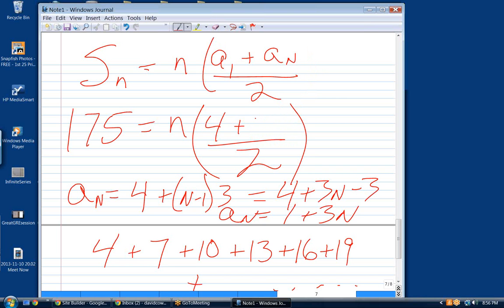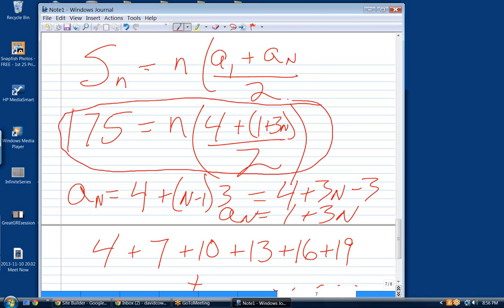Now notice I have an equation with only one variable, n. And I can solve that by algebraically manipulating it. It turns out that n is 10. In other words, n equals 10. This incidentally gives you a quadratic.